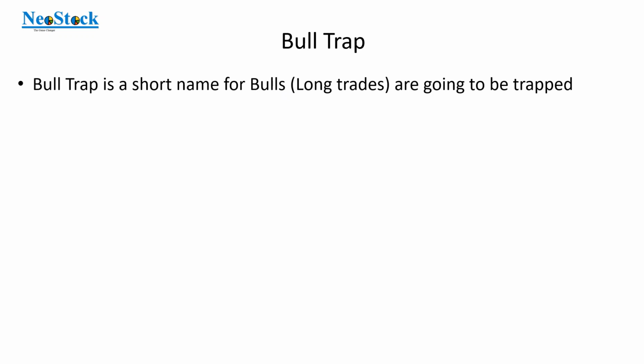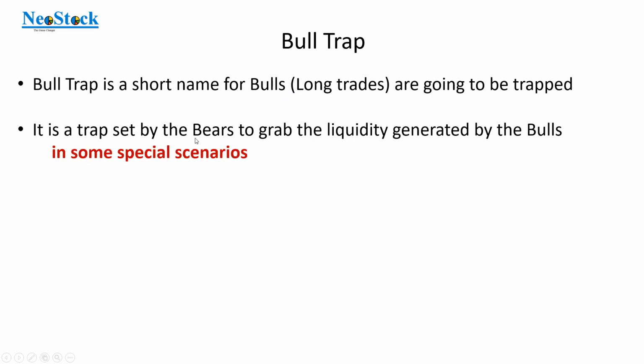So who will set this bull trap? Obviously bears. So it is a trap set by the bears. Why are they setting it? To grab the liquidity generated by the bulls. Because we know that is the area where all the bulls are going to buy. A lot of buy orders will be there in that area. That means so much liquidity is generated in that area. The entire liquidity we want to grab. That is the meaning of grabbing the liquidity. So who wants to grab that liquidity? Bears. Whatever the number of bull orders, everything they want to get.